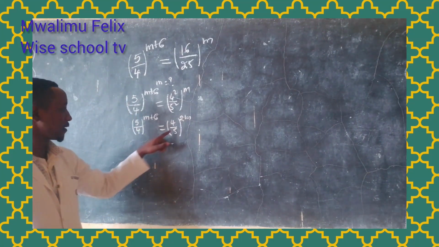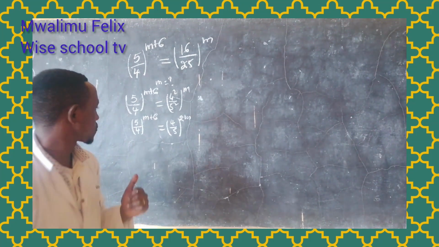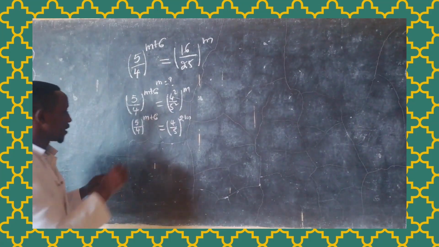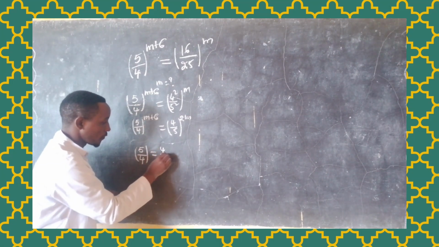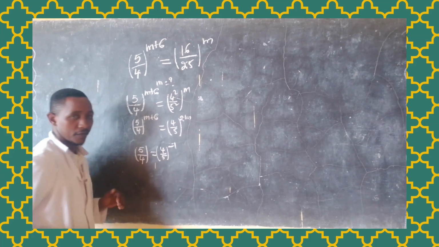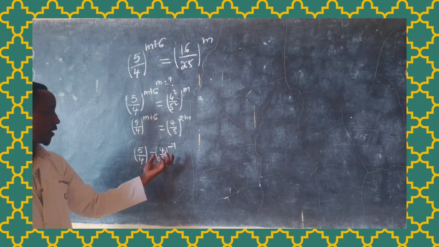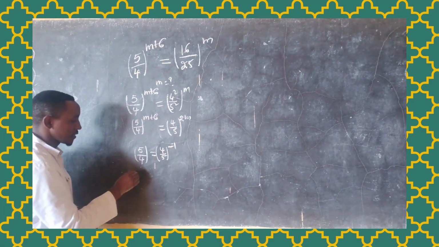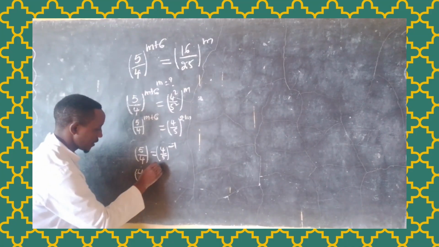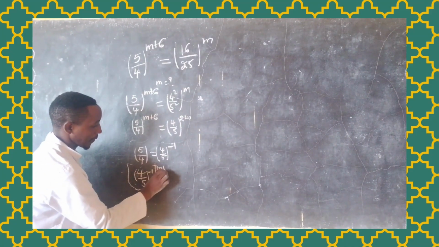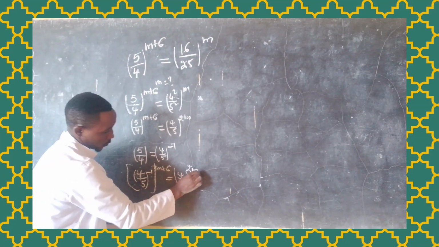So the bases are different, so we change this or that in order to get the same base. For example, when we change this 5/4, it is equal to (4/5)^(-1). So it is the inverse. Then replace this in that equation: ((4/5)^(-1))^(m+6) = (4/5)^(2m).